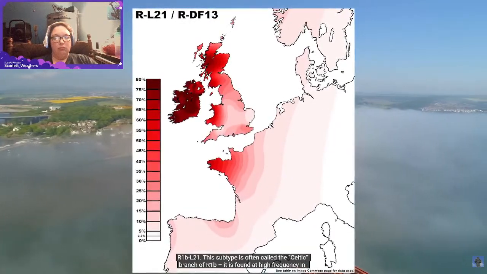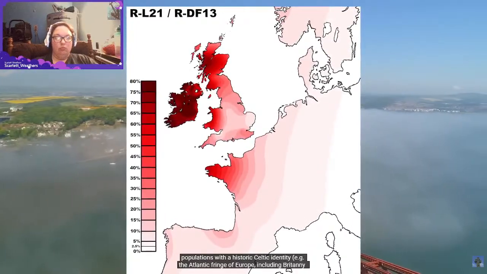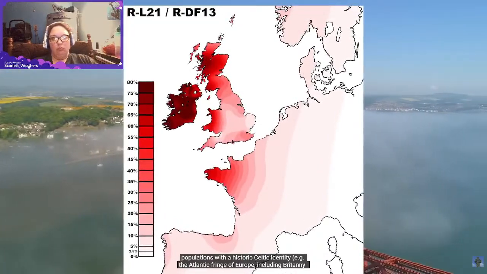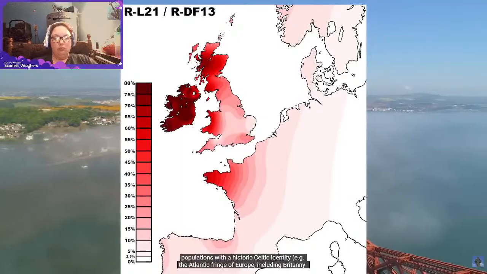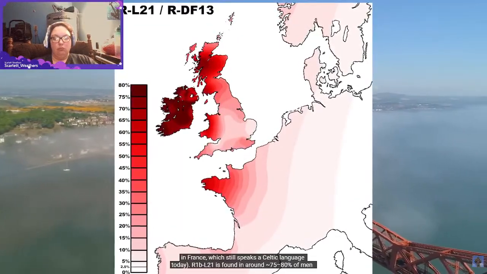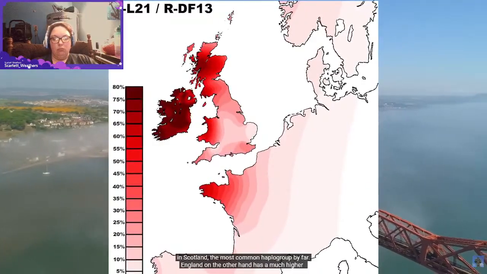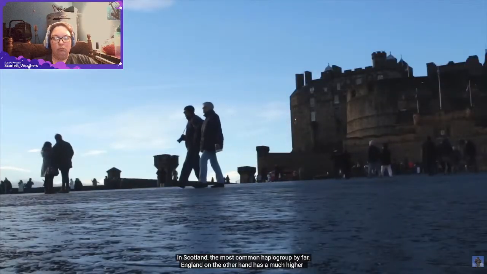This subtype is often called the Celtic branch of R1b, as it is found in high frequencies in populations with a historic Celtic identity. In the Atlantic fringe of Europe, including Britain and France, which still speaks a Celtic language today. R1b-L21 is found in around 75 to 80% of men in Scotland, the most common haplogroup by far.